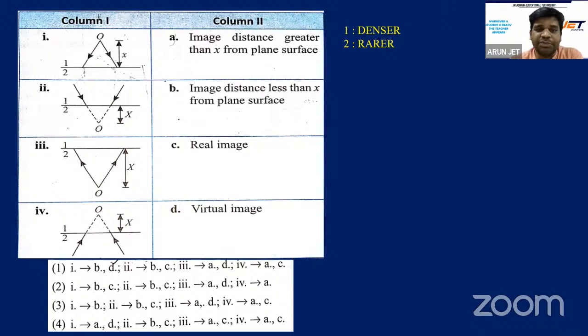Now, because an image is formed, the rays seem to emanate from a point, and the rays meet when I extend them backwards. That's a virtual image. So B and D are correct for the first one. You will have to follow the same logic for 2, 3, and 4. So think about it. For every 1, 2, 3, 4, you think of A, B, or C, D.